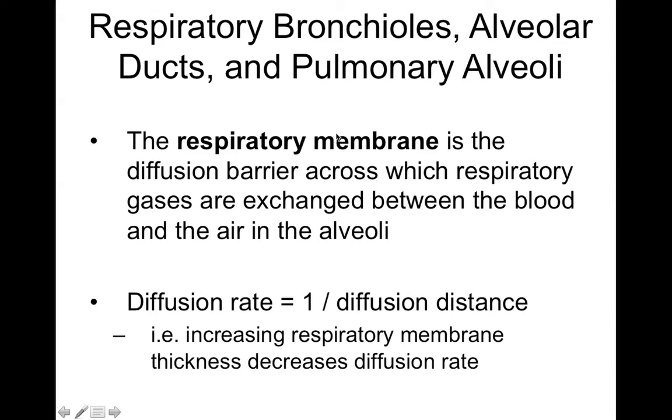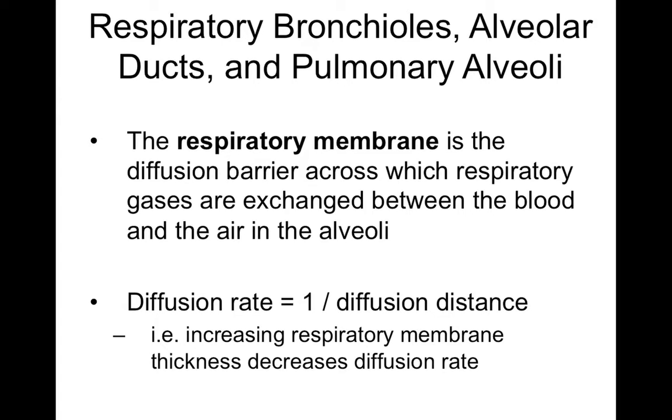Now, the respiratory membrane is a very thin membrane. So remember, the respiratory membrane is going to occur in your respiratory bronchiole, alveolar duct, and alveolus. Now, it's a very thin membrane where gas exchange can occur between air and blood. And there's an interesting property here where diffusion rate is inversely proportional to diffusion distance. We call this Fick's law. So Fick's law tells us that if your diffusion distance is longer, then diffusion rate will be lower.